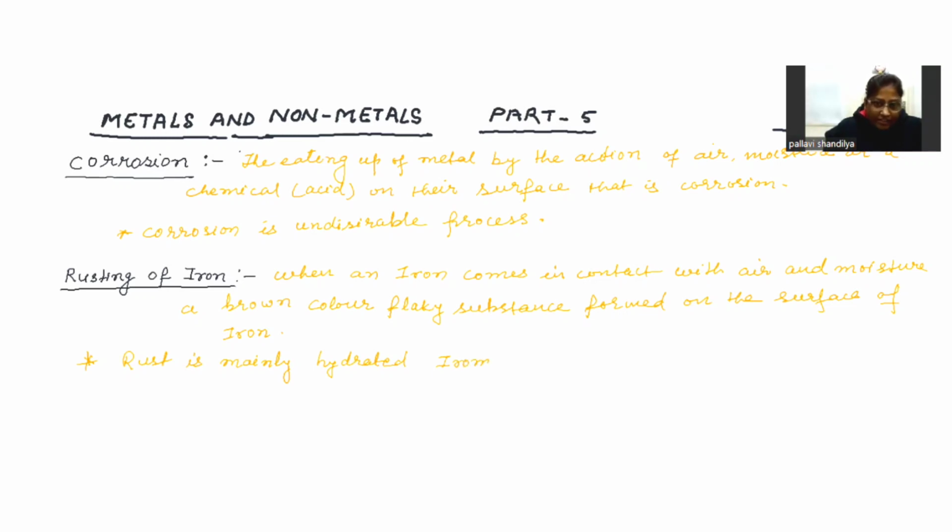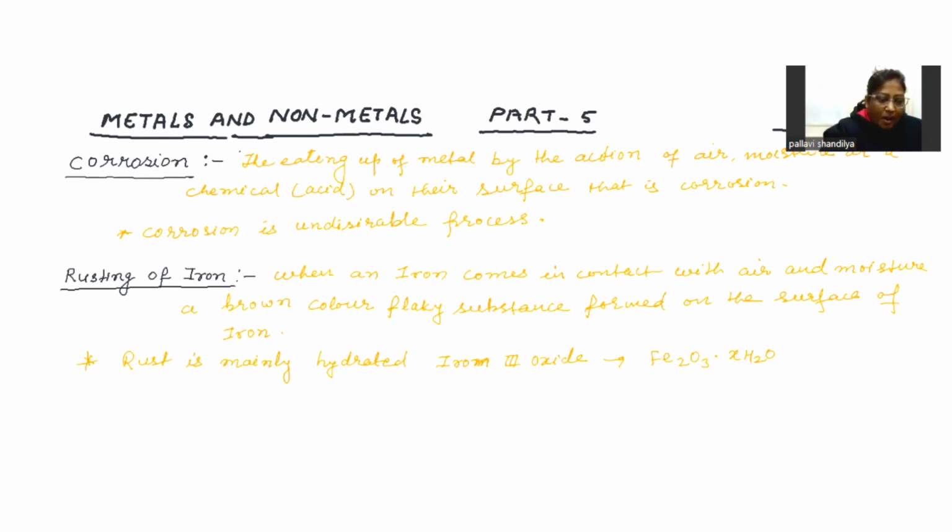Sorry, it's iron(III) oxide. And the formula for that is Fe2O3·xH2O. That means water of crystallization, that means the number of water molecules depends on the nature of the rusting.